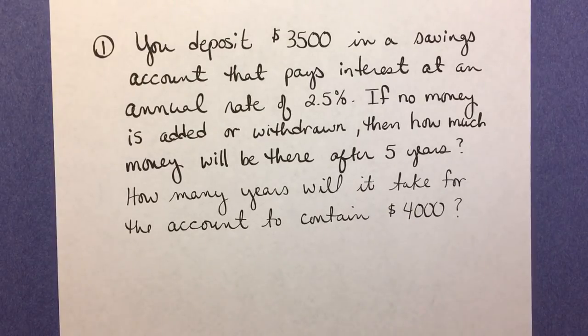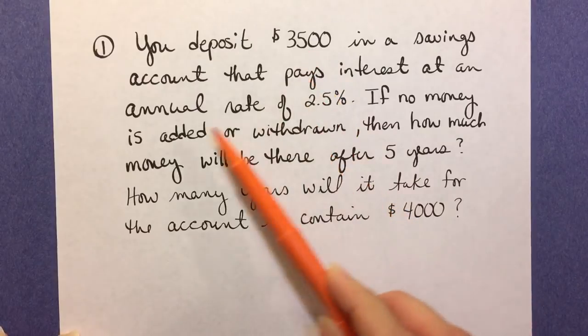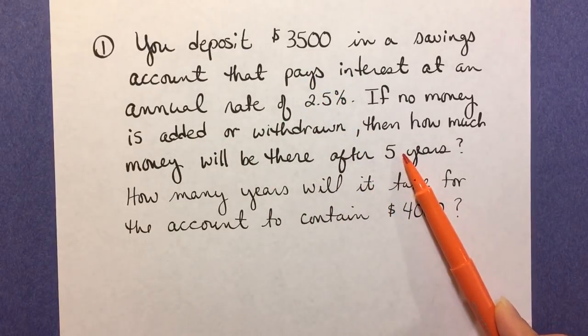Okay, so you're going to deposit $3,500 in a savings account that pays interest at an annual rate of 2.5%. If no money is added or withdrawn, then how much money will there be after 5 years? And then how many years will it take for the account to contain $4,000? All right, so first of all, like if you put the money in the bank and you don't do anything with it for 5 years, how much are you going to have after 5 years, okay?